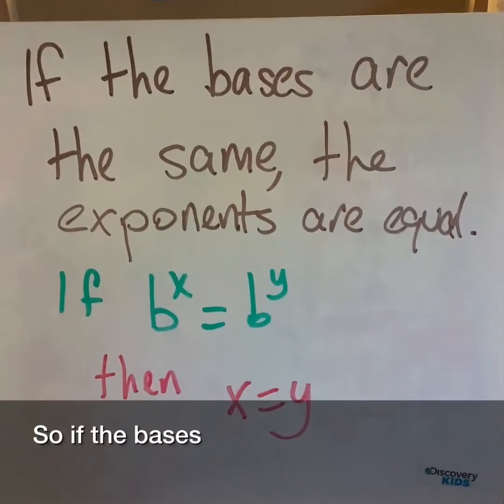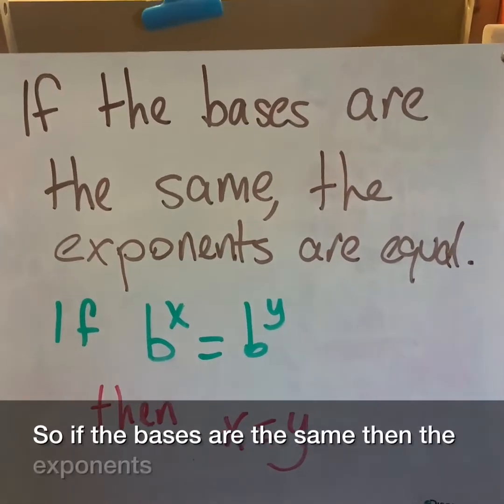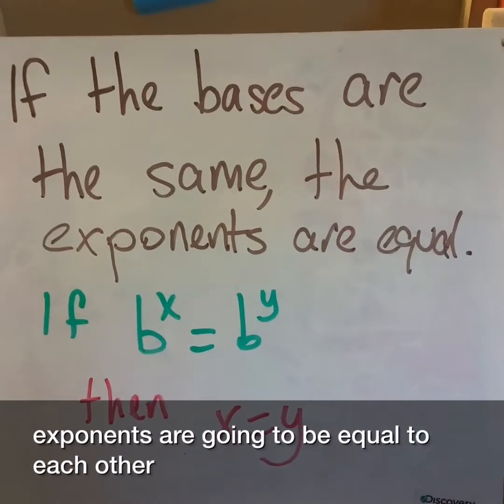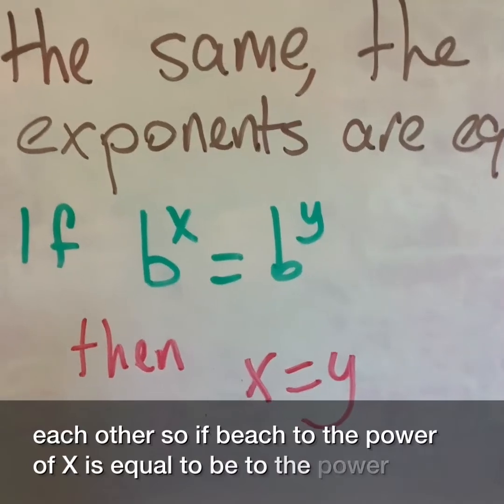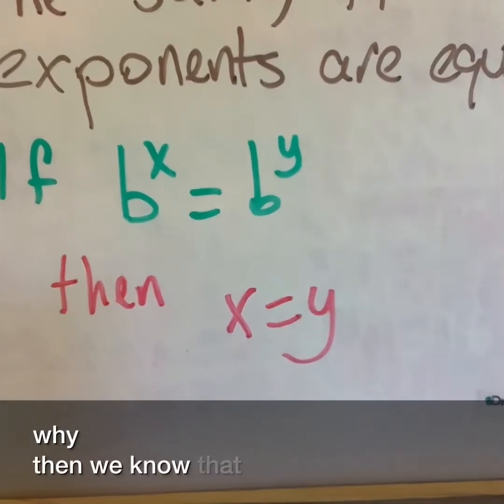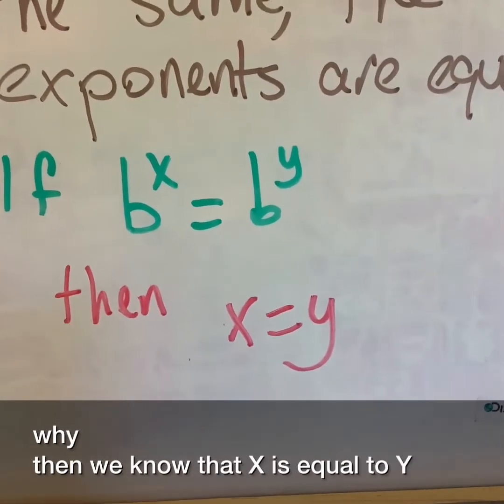So if the bases are the same, then the exponents are going to be equal to each other. So if b to the power of x is equal to b to the power of y, then we know that x is equal to y.